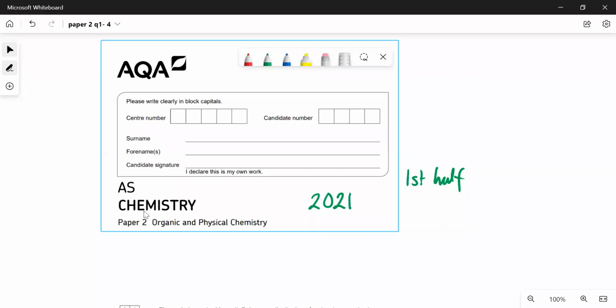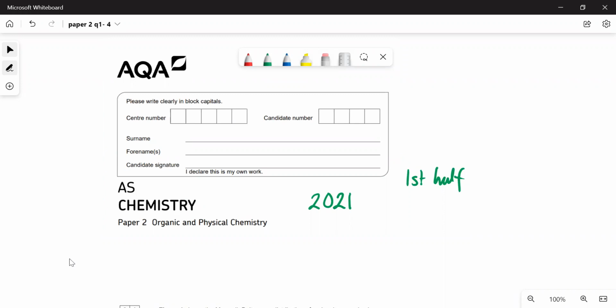Hi, in this video, I'm going to go through the AS-level Chemistry AQA paper. This is paper 2, the 2021 paper. I'll just do the first half in this video and complete it in the next.